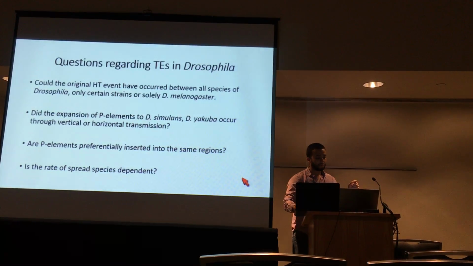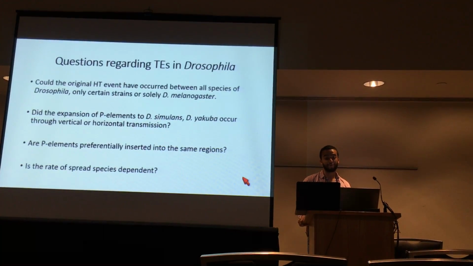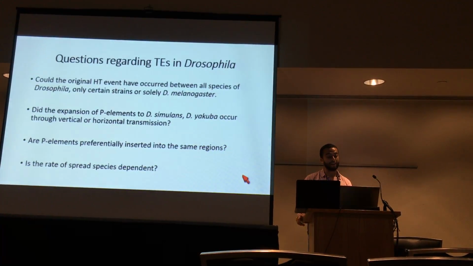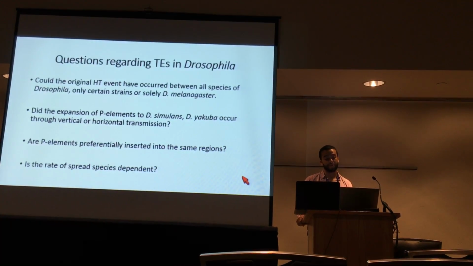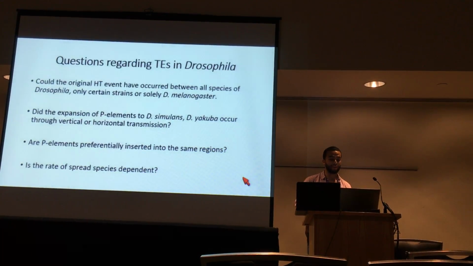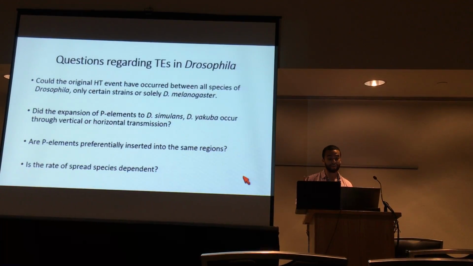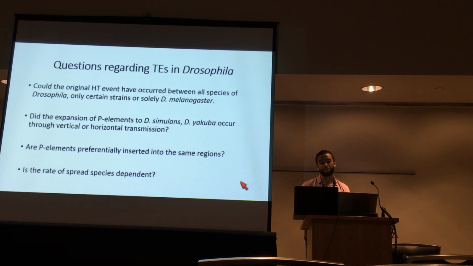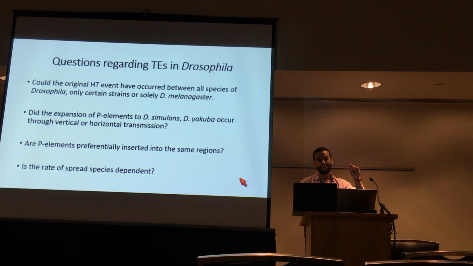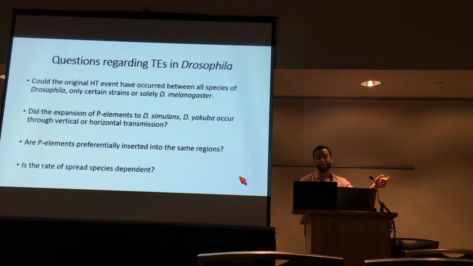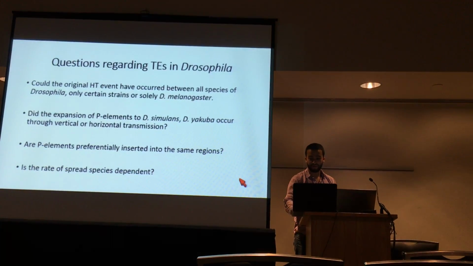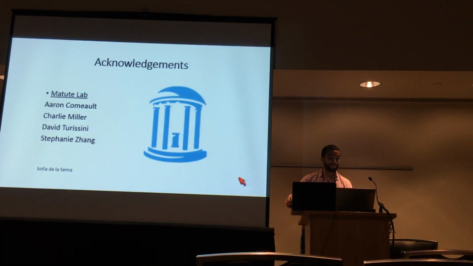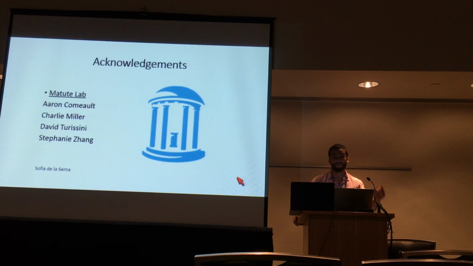And then, does it preferentially insert into the same regions, or are certain regions more likely to help it spread? And then across the different species, is this change in the worldwide colonization of the P element species dependent or lineage dependent? And I have crosses developed to address it from a lineage perspective and a population perspective. And I'd like to thank everybody in the lab, and obviously thank you all for coming out this early.